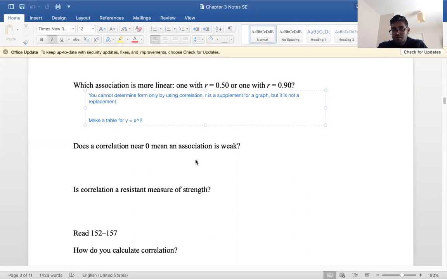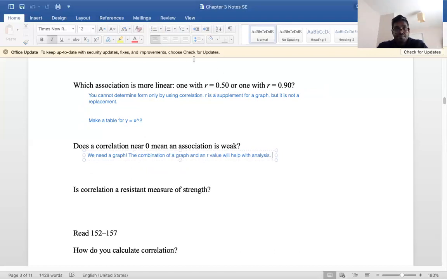Does a correlation near zero mean an association is weak? Again, same answer as last time, right? We need a graph. It's a good hint, right? If you saw a correlation of 0, you could probably get a good guess, but you're going to need a graph, right? The combination of a graph and an R value will help with analysis. And this is why that first chapter that you guys did over the summer is so important, because we're going to be graphing everything, basically.